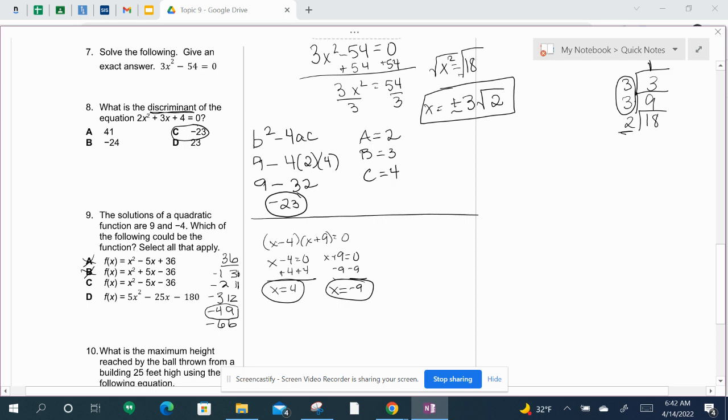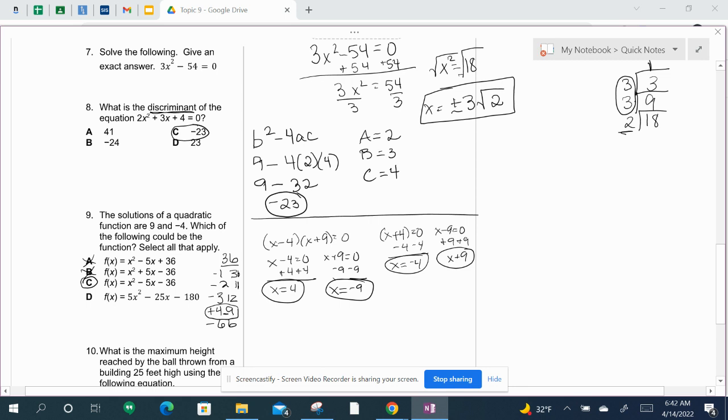Now C looks very similar to that last one, except I'm going to switch my signs to get a negative 5, and that right away tells me I think this is the one we're looking for. x plus 4 is 0, or x minus 9 is 0. And when I solve this, there's where I get my x equals negative 4 and my x equals positive 9. So it looks like C is a good answer.